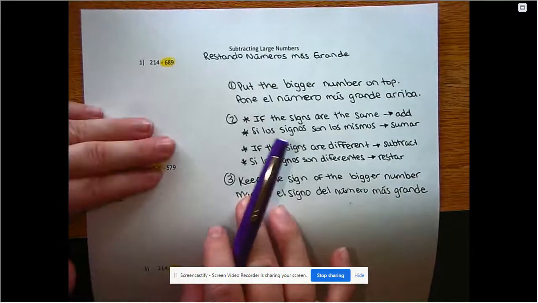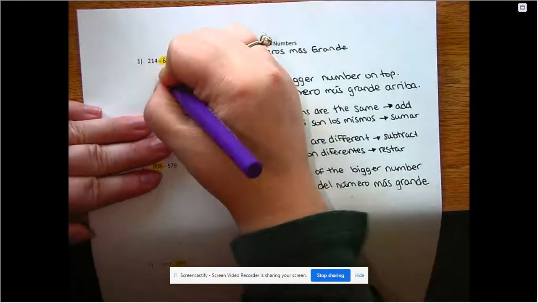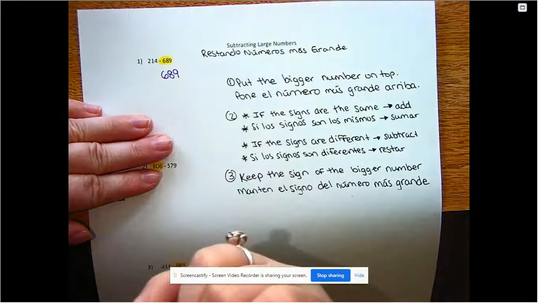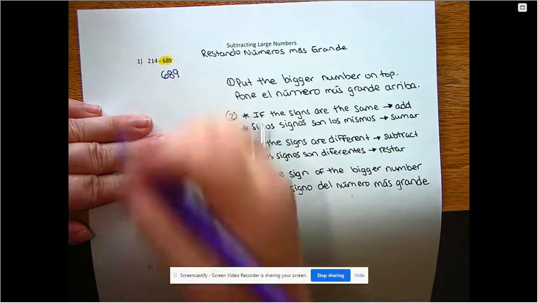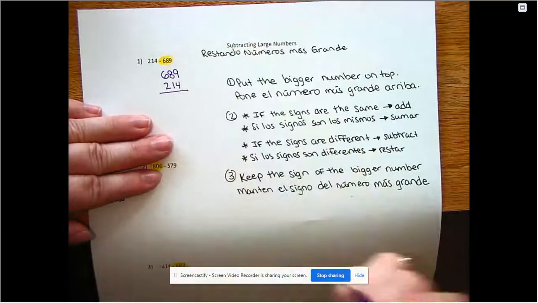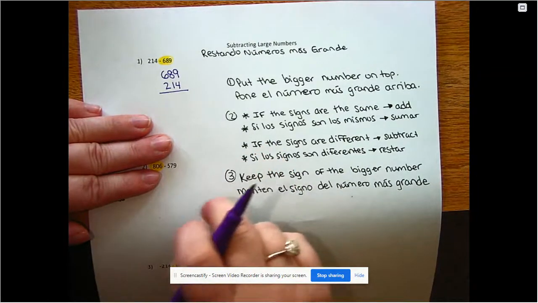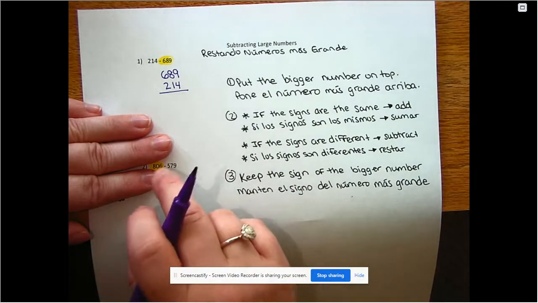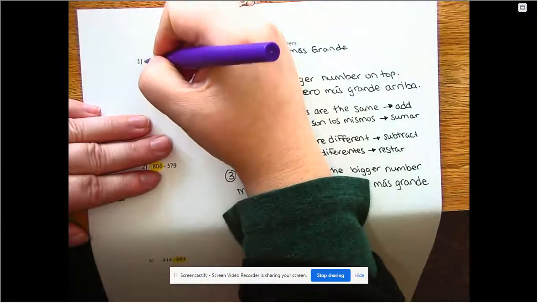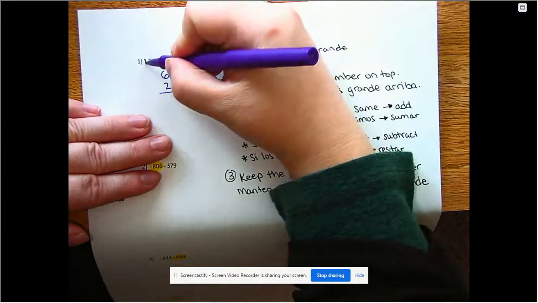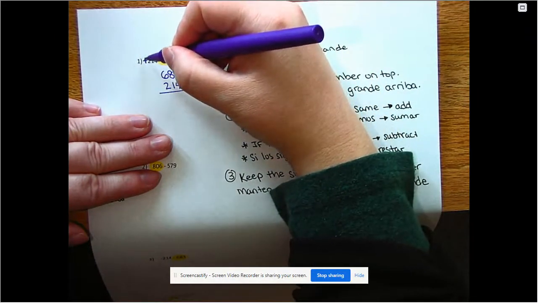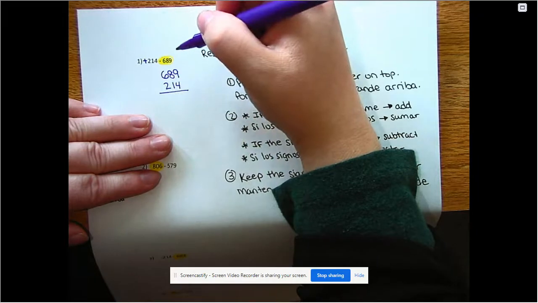So for number 1, I write the bigger number on top. Aquí para número 1, escribo el número más grande arriba and the smaller number on bottom, y el número más pequeño abajo. Now I look at the signs. Ahora miro los signos. When no sign exists before a number, this is always positive. Cuando no hay un signo existe enfrente de un número, este es siempre positivo.